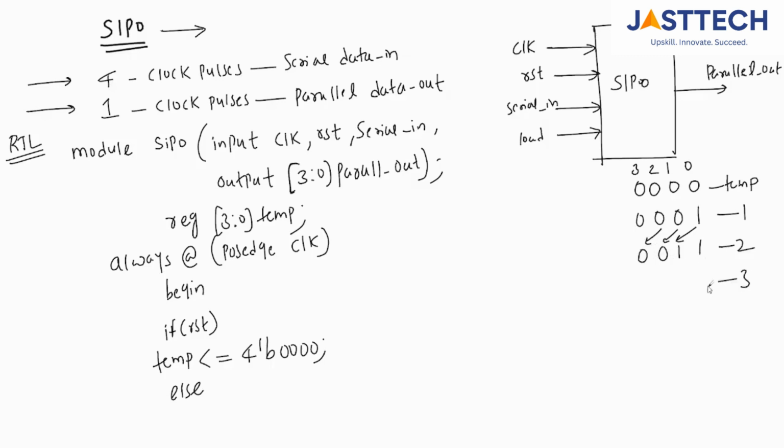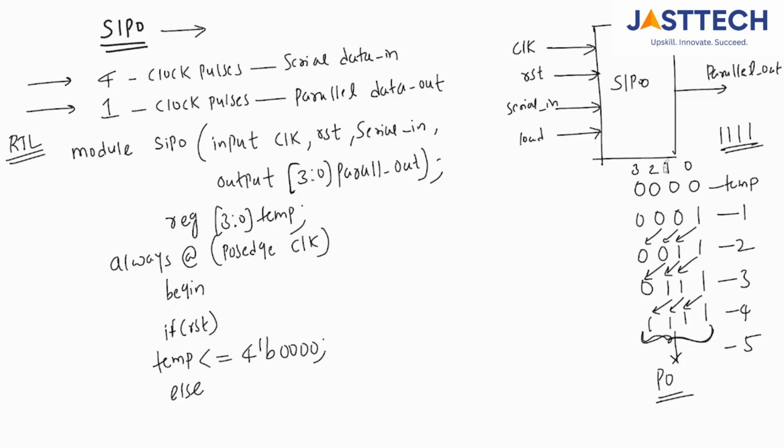At the third clock pulse, what happens? This one will be loaded and this one will be shifted. One will come here and 0 will come here. At the fourth clock pulse, one will be loaded. You are loading 1111 data in the SIPO. One will be loaded, one will come here and one will come here. At the fifth clock pulse, this total 4 bits of data will be parallel out. The 4 bits of data is coming to the temp register. So that is the total clock cycles required.